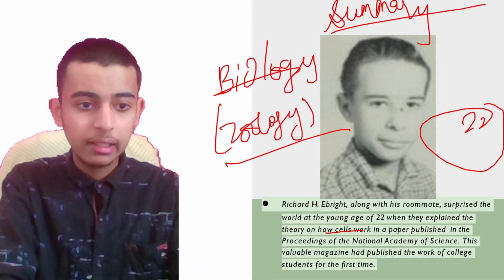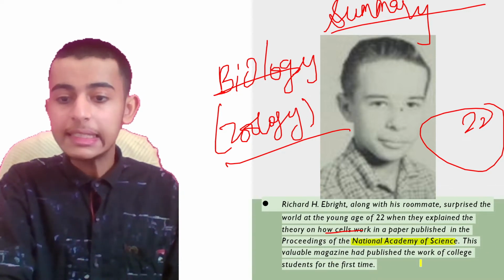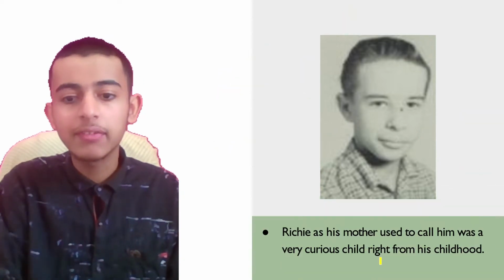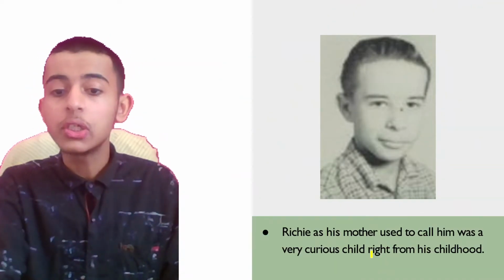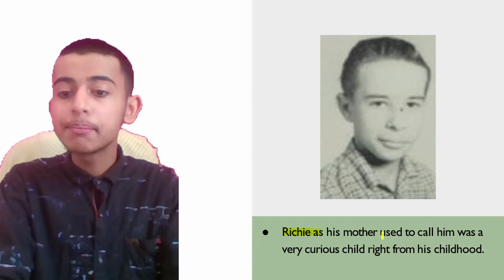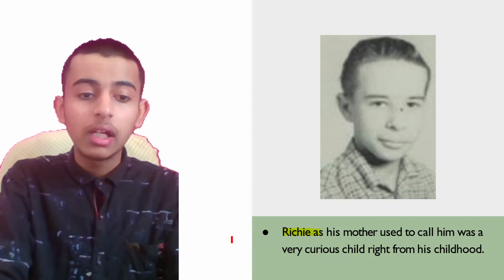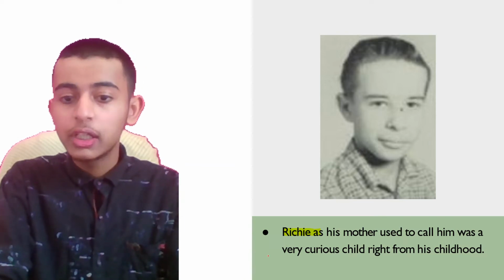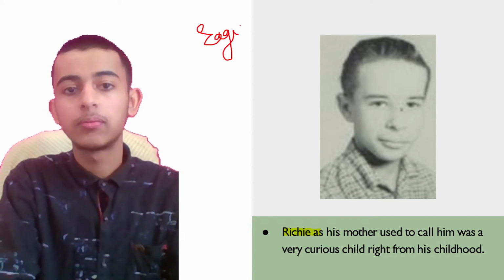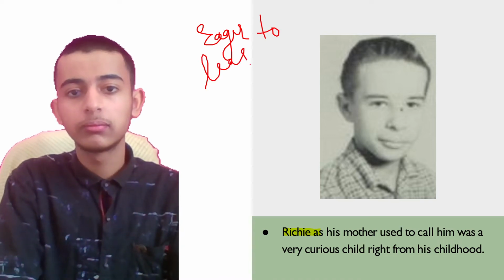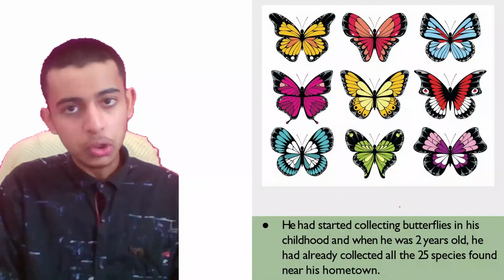Let me highlight the thing, over here, National Academy of Science. This valuable magazine had published the work of college students for the very first time. Richie, who is Richie, guys? Richie is Richard, as his mother used to call him, was a very curious child. Curious child means a child who's eager to learn more and more, right from his childhood. So Richard was very curious.